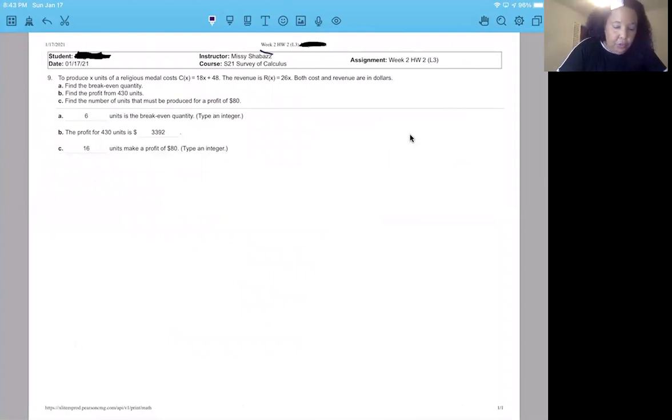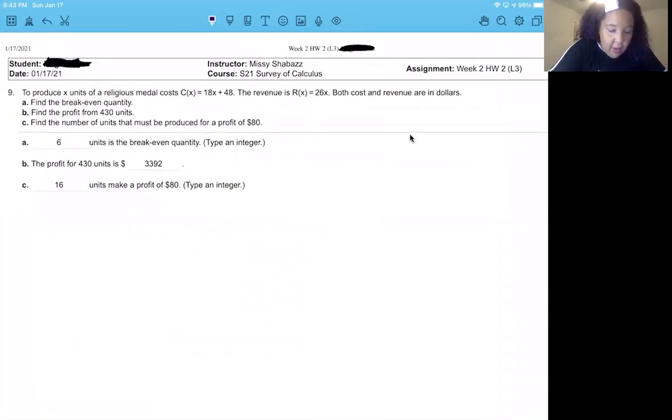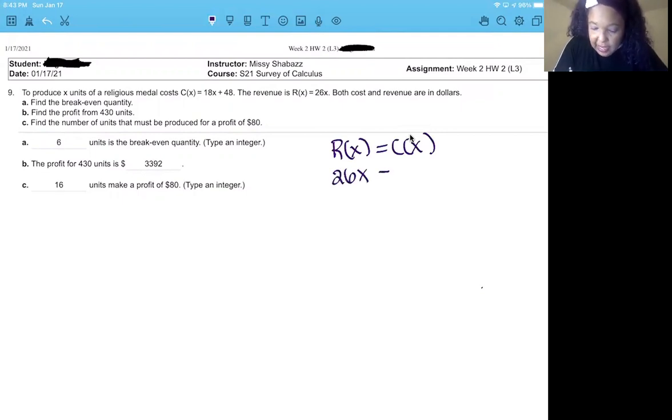It says to produce X units of a religious metal costs C of X equals 18X plus 48. The revenue is R of X equals 26X. Both cost and revenue are in dollars. Find the break-even quantity. All right, the break-even is when cost equals revenue. So we're going to set revenue equal to cost. So our revenue function is 26X, and our cost function is 18X plus 48.